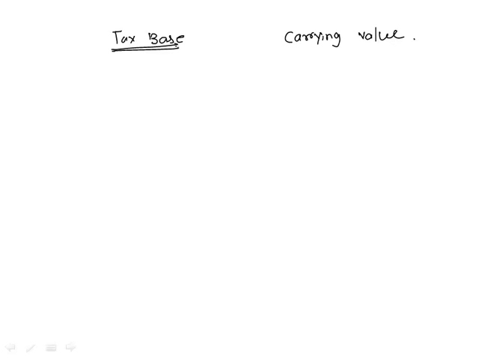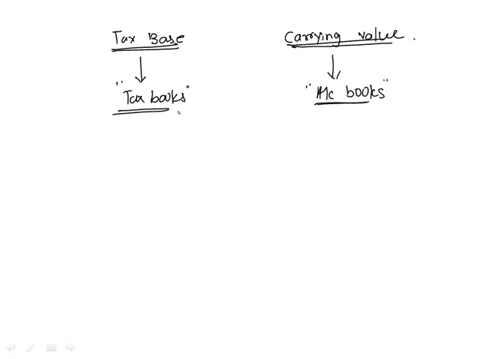Tax base is the value of asset or liability as per the taxation books, and carrying value is the value of asset or liability as per the accounting books. Now looking at the values of tax book and accounting book can give us some insights about what's happening with the company on deferred tax asset or liability front. Okay, let's do an example to understand this.